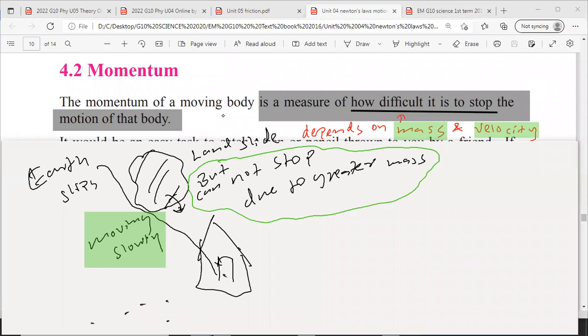Right, done. I'll erase. So let's complete theory two now. What is momentum? Momentum is defined as the product of mass and velocity. Momentum is defined as the product of mass and the velocity of the object. Is that clear?